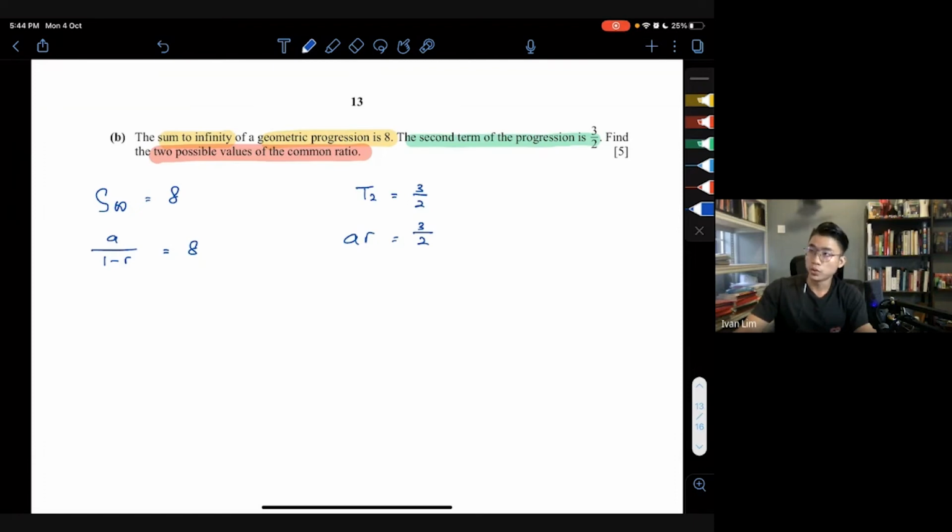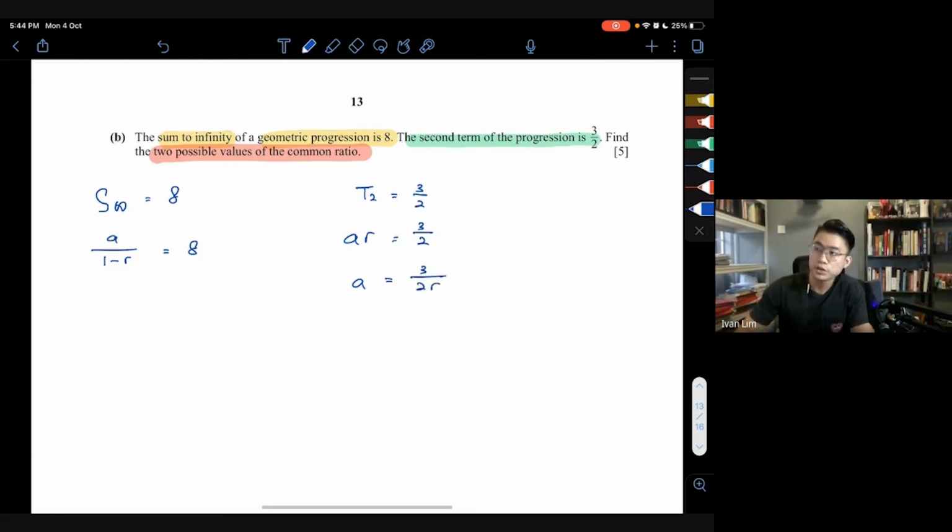Okay, so what do we want to find? We want to find the common ratio, right? So we want to find what is R. If I want to find R, then I substitute away A. Because now I have two equations in terms of A and R, you have to do simultaneous equations to find one of the terms. In fact, you can find both of the terms, but we only want the common ratio, which is R. So let's make A the subject.